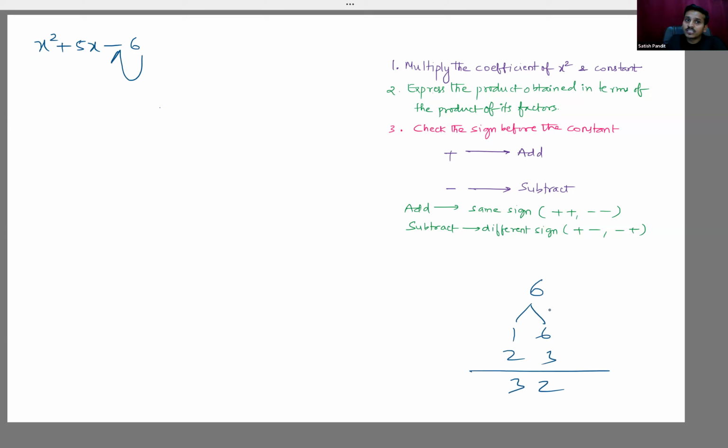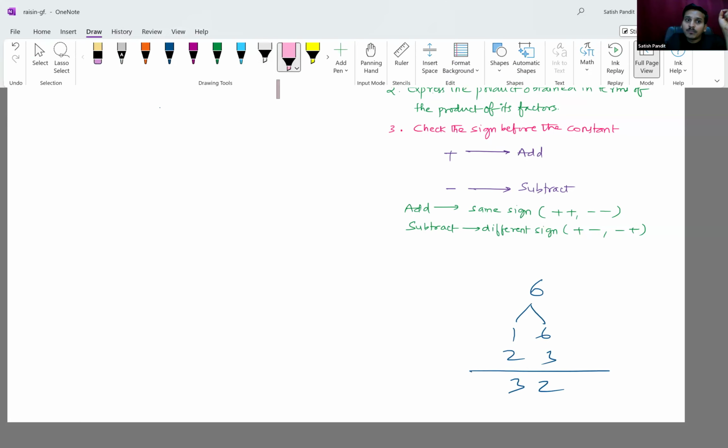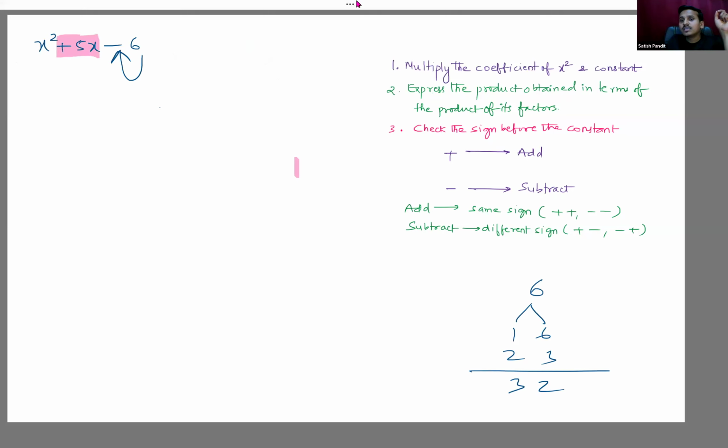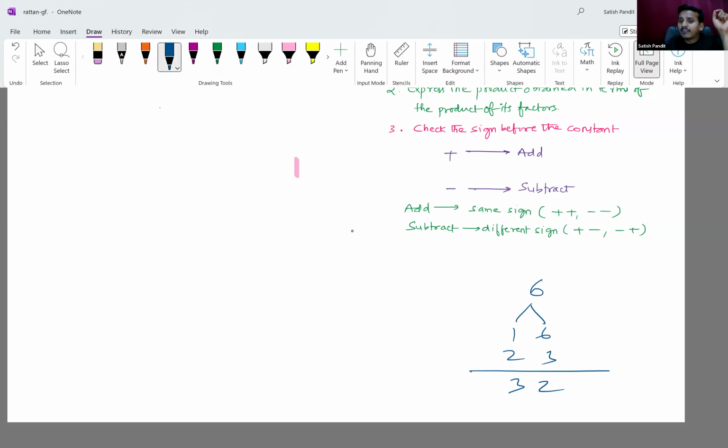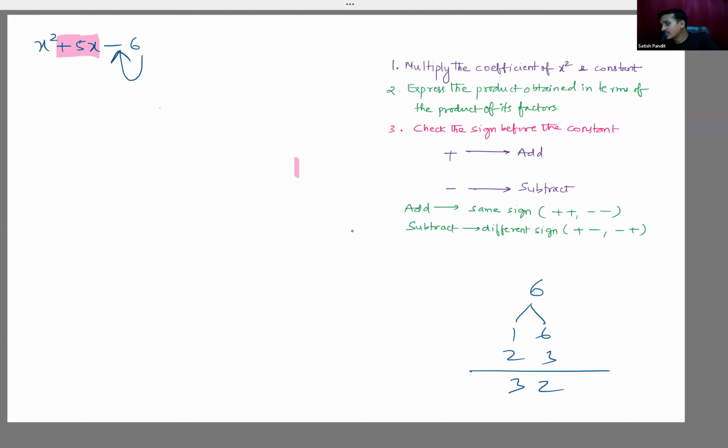Next, we look at the sign before the constant. It is minus. That means what? We have to subtract. And after subtraction, what should we get? After subtraction, we should get the middle term, that is plus 5x. See, if you subtract 2 and 3, never ever can we get plus 5. 2 and 3 will never even give minus 5 as well, okay? Because if you subtract these two, you'll get 1 only. Either 1 or minus 1. Subtract means what? Minus 2 plus 3 or 3 minus 2, like 2 minus 3. If you subtract these two, you'll actually get 1, or minus 1. So if you subtract 2 and 3, you'll always get either 1 or minus 1. That means 5 is not possible through this.